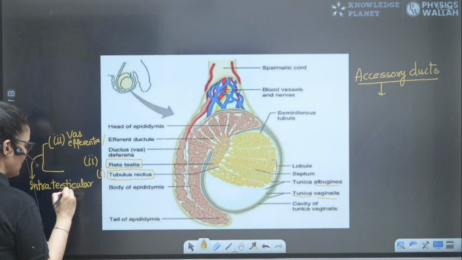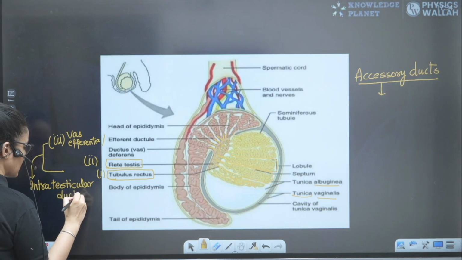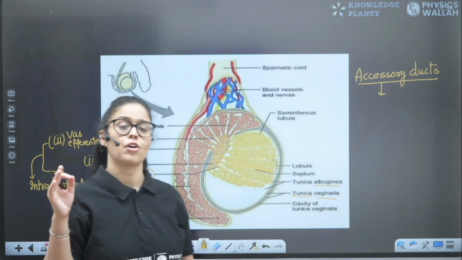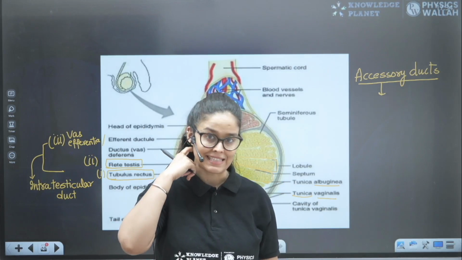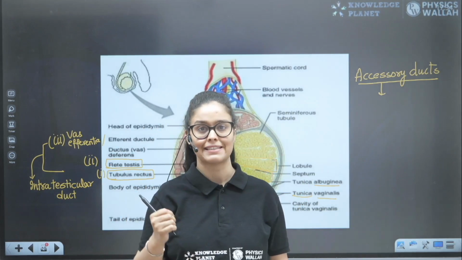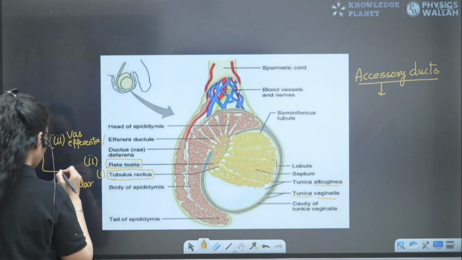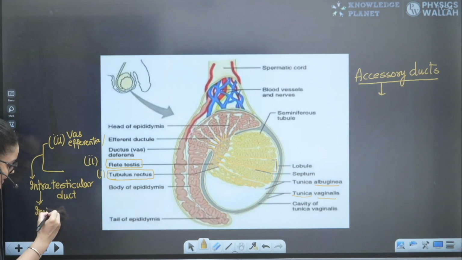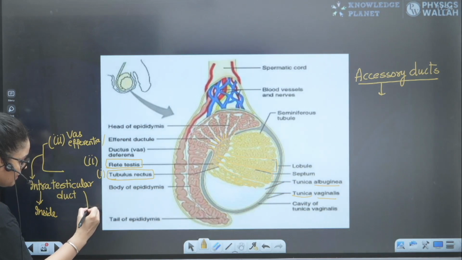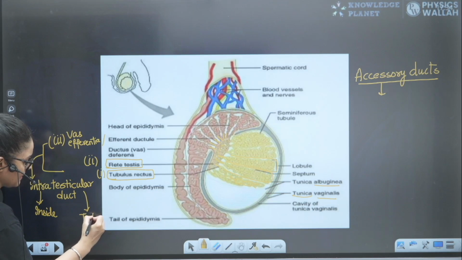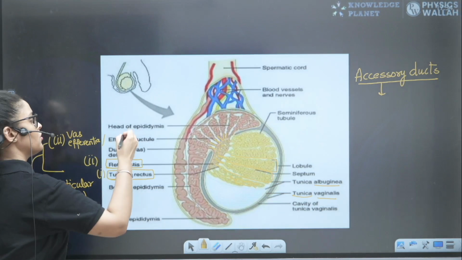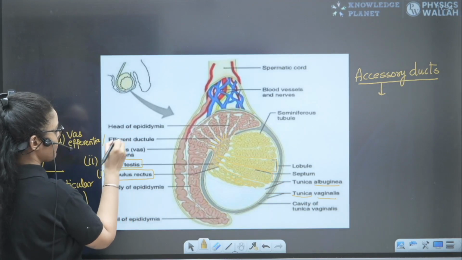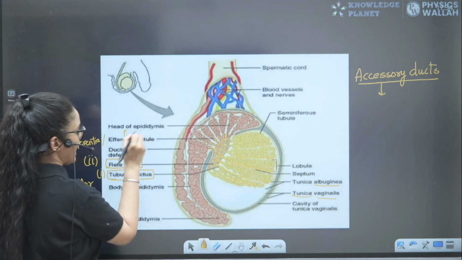Intratesticular ducts transfer sperm from the seminiferous tubule, or from the testes, to outside the testes. Intra means inside the testes. They are present inside the testes, as you can see. This vas efferentia will open into the epididymis.